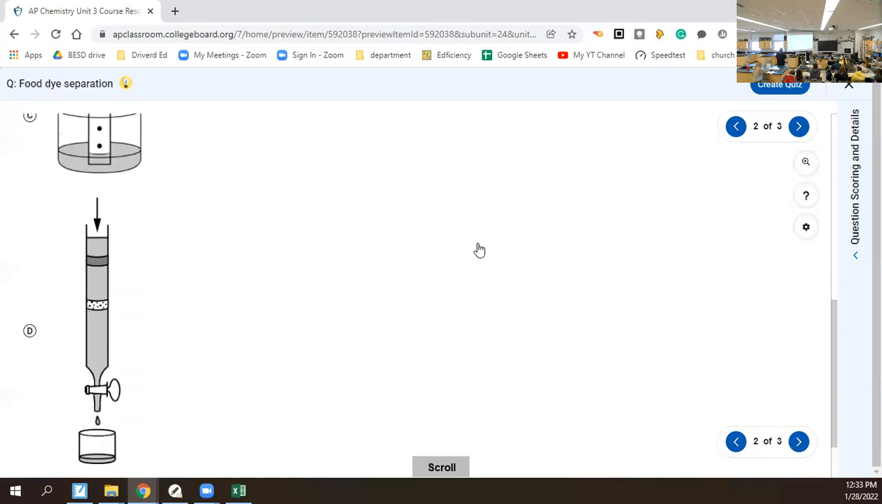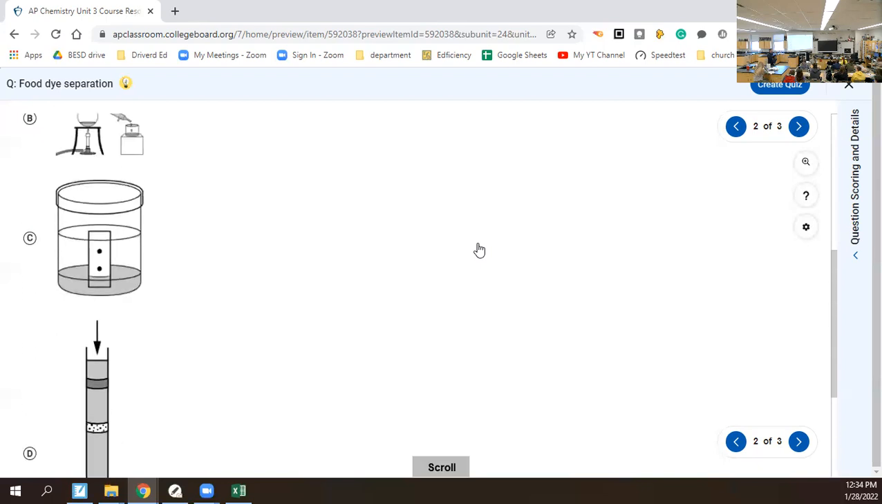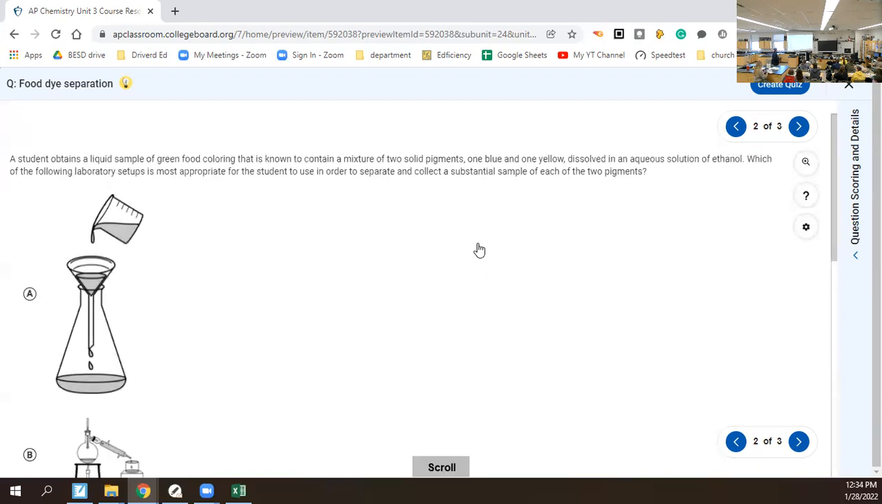Okay, so really it's a battle between paper chromatography and column chromatography. So let's look back. Go ahead, Aislinn. Well, that's okay. Let's look back and read it one more time. To use in order to separate and collect.